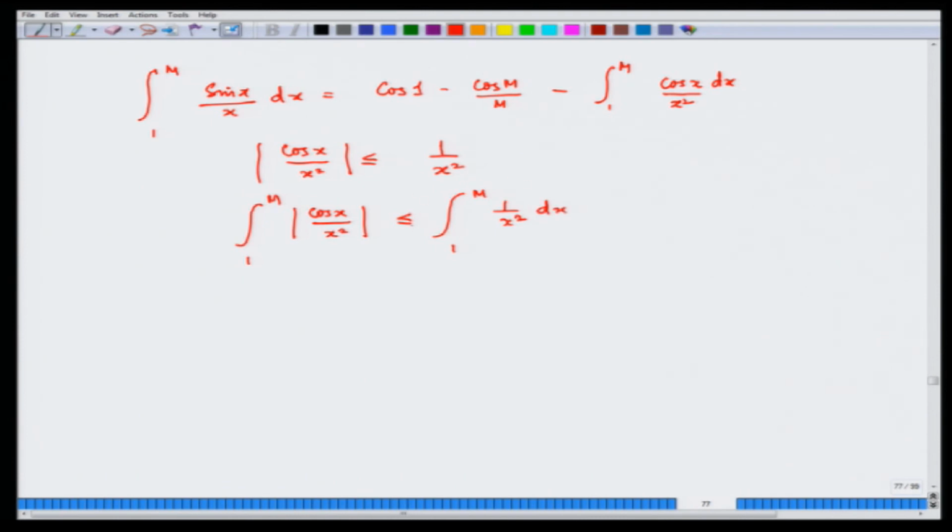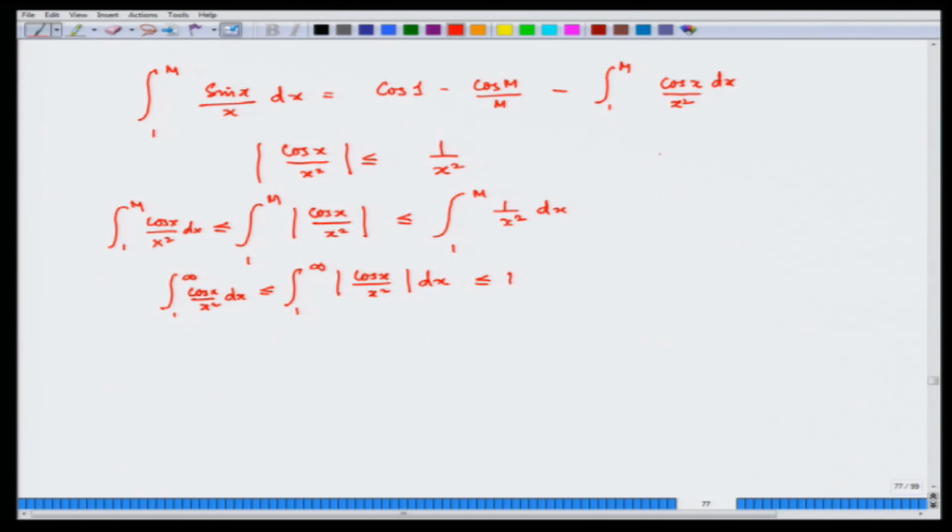Now, you know that if I take the limit, the integral from 1 to infinity of mod cos x by x square dx is less than or equal to 1, which means again by using the fact that the integral of f is less than or equal to the integral of mod f, the integral of cos x by x square dx is less than or equal to 1. I can write it like this. Which means that this integral is convergent.